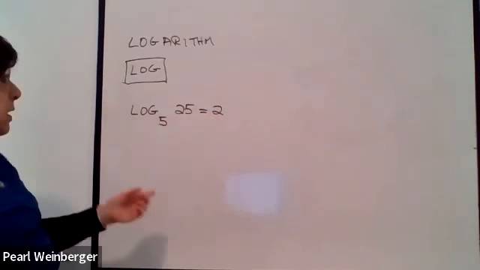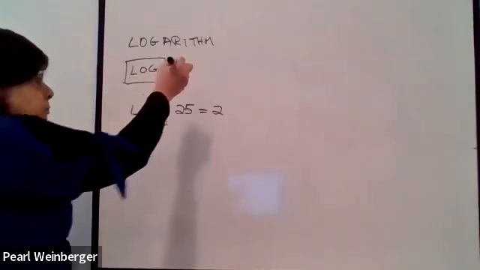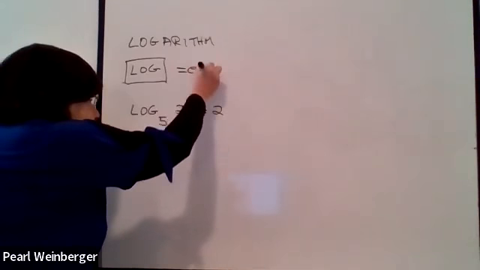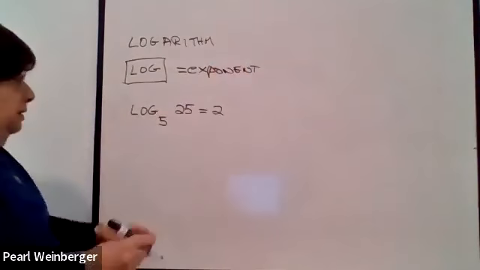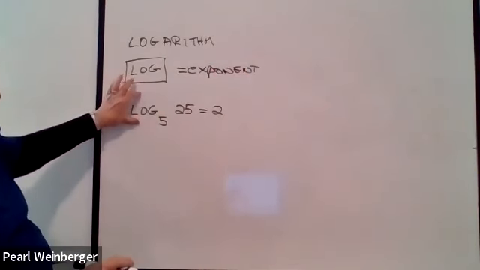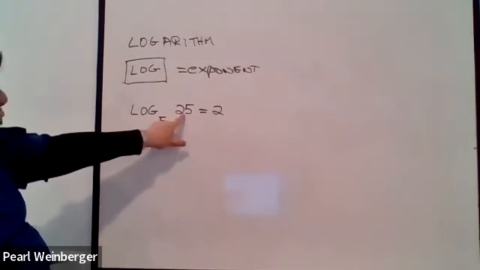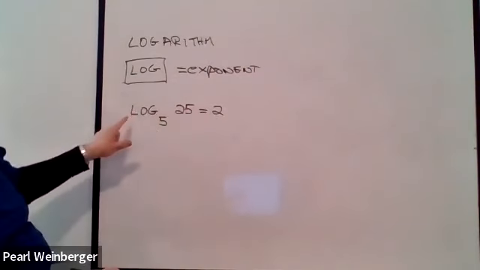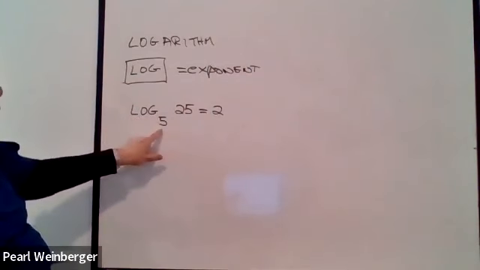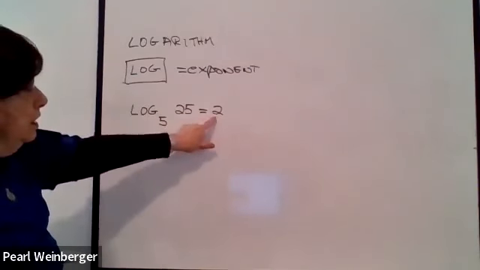And what does that mean? If instead of the word log, you read the word exponent, because that's what a logarithm is. It's actually an exponent. The exponent of base 5 that gives us 25 equals 2. The exponent that you should put on the base 5 to get to 25 is 2.